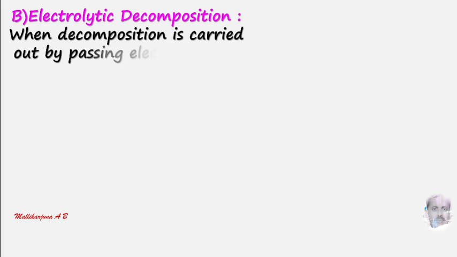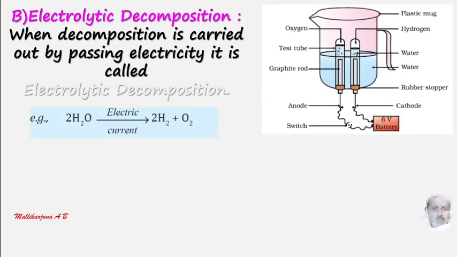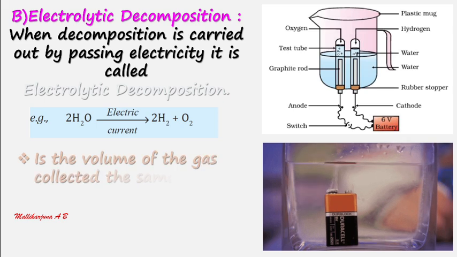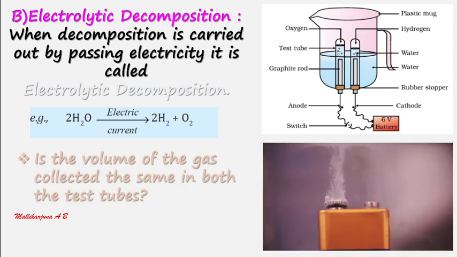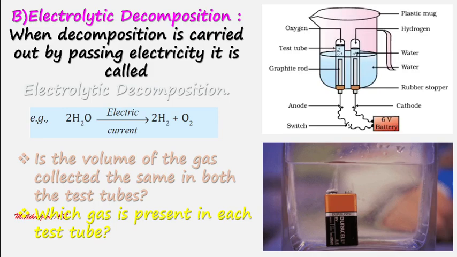Electrolytic decomposition. When decomposition is carried out by passing electricity, it is called electrolytic decomposition. Example: water can split into hydrogen and oxygen on passing electric current. The volumes of the gas collected are not the same in both test tubes. Which gas is present in each test tube?